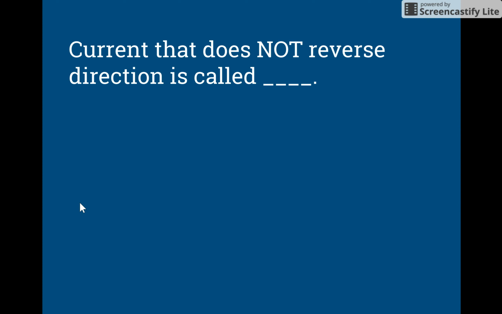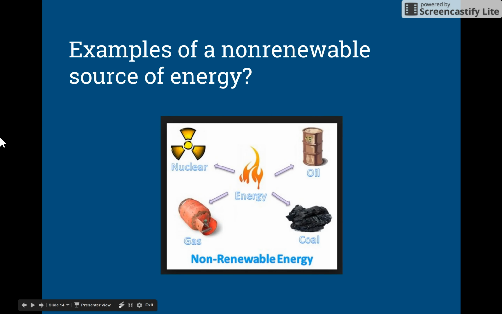Current that does not reverse direction is called direct current. Examples of non-renewable energy sources: you can see that nuclear power, oil, gas, and coal are non-renewable. Once we use them up, they are gone.